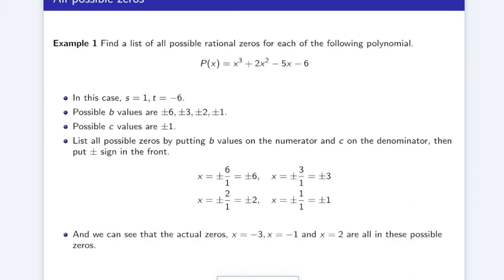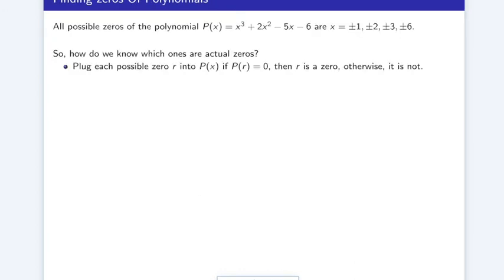So we can see that the actual zeros, which is -3, -1, and 2, are all in these possible zeros. So the next step is to find this out from these possible candidates. How do we do that? Well, we can plug it into the original polynomial and see whether it is equal to 0 or not. If it is equal to 0, then we say that that number is a 0. Otherwise, it is not. For example, x equals 1 is not a 0.